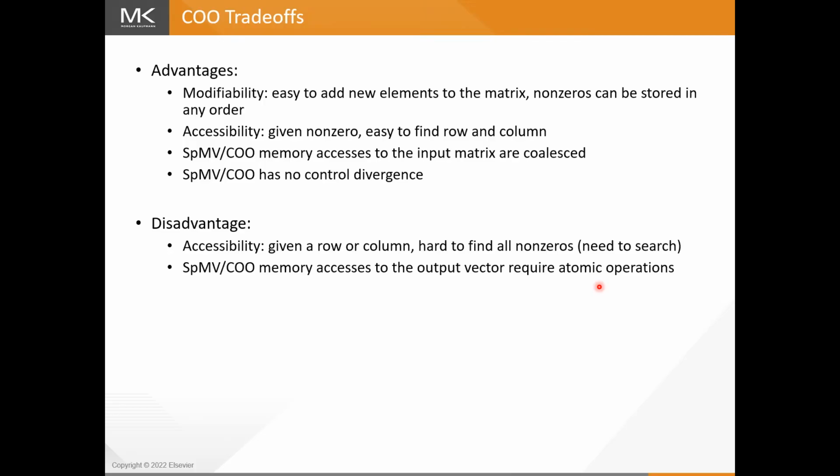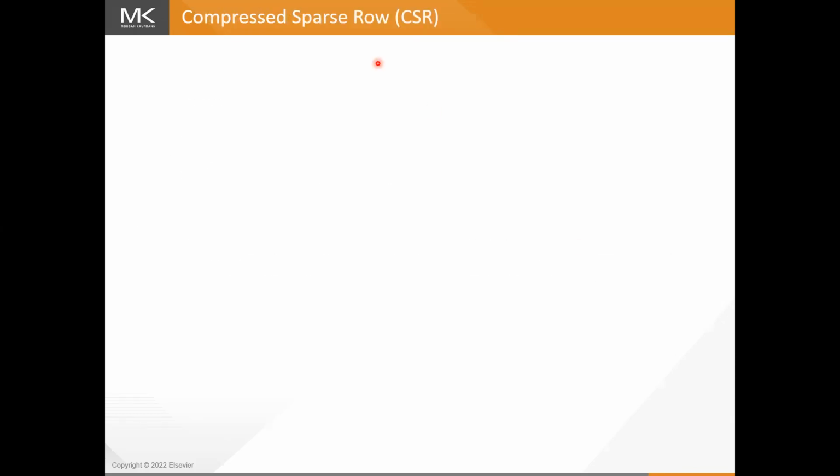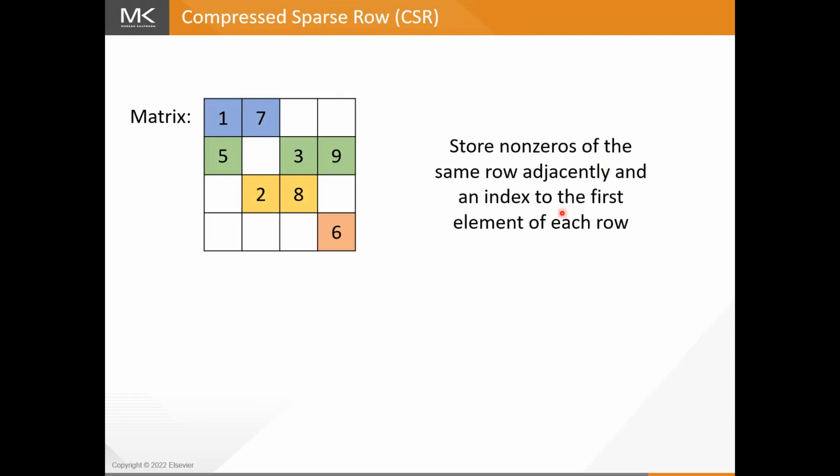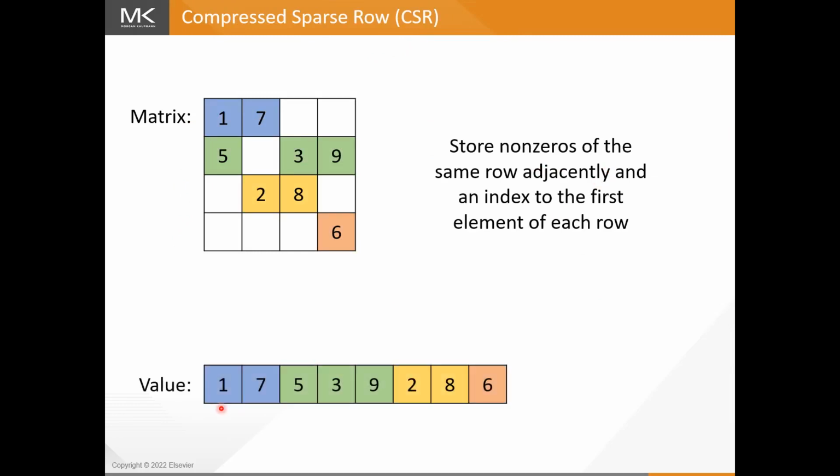So what we want to do is somehow group the non-zeros by row to be able to access them. And this is what the compressed sparse row format does. For the compressed sparse row format, if I have the same matrix right here, what I want to do is store the non-zeros in the same row adjacent to each other, and then have an index that tells me where the non-zeros of a particular row are located in my array. And that's going to look like this. Here, I'm going to put non-zeros in the same row right next to each other.